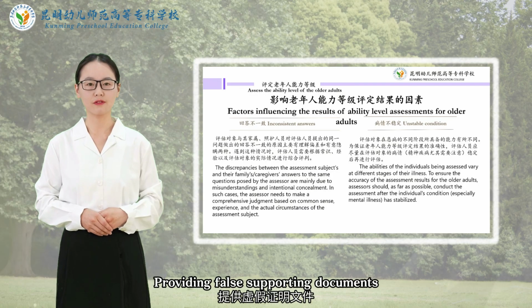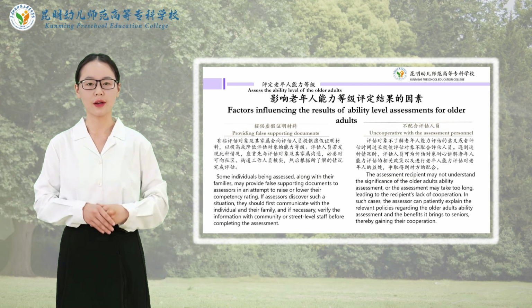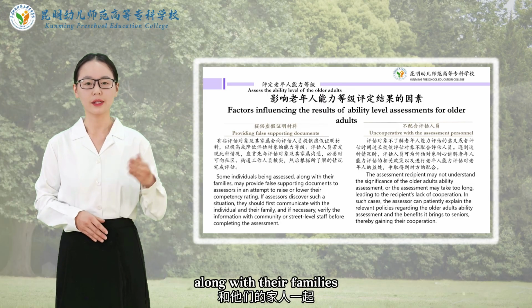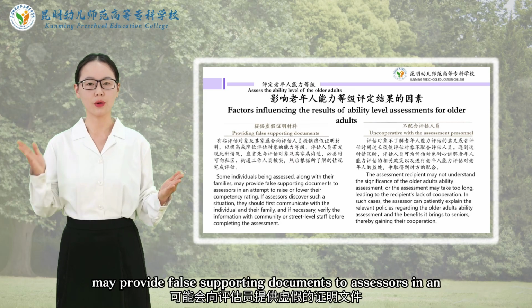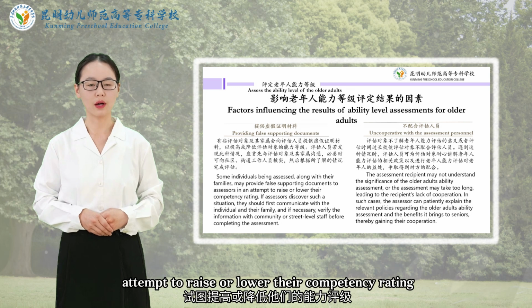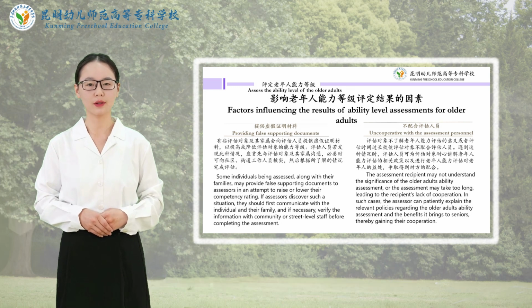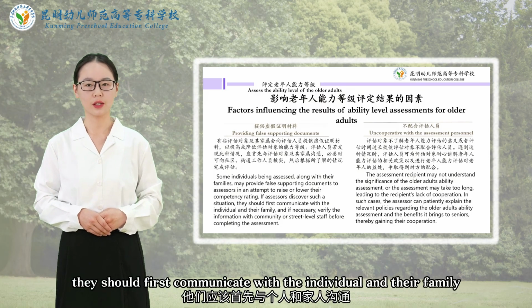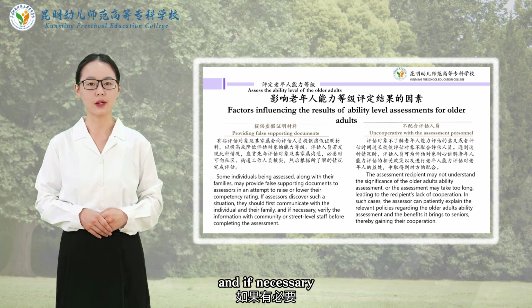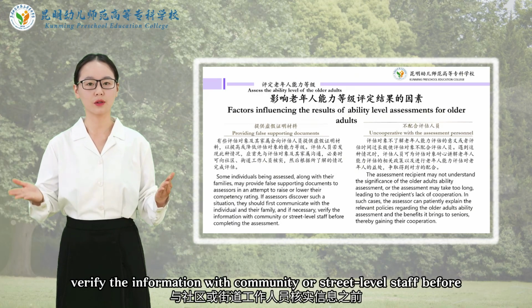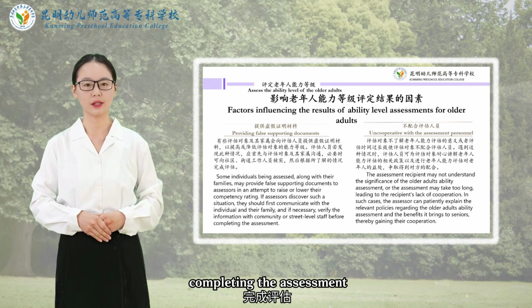3. Providing false supporting documents. Some individuals being assessed, along with their families, may provide false supporting documents to assessors in an attempt to raise or lower their competency rating. If assessors discover such a situation, they should first communicate with the individual and their family, and if necessary, verify the information with community or street-level staff before completing the assessment.